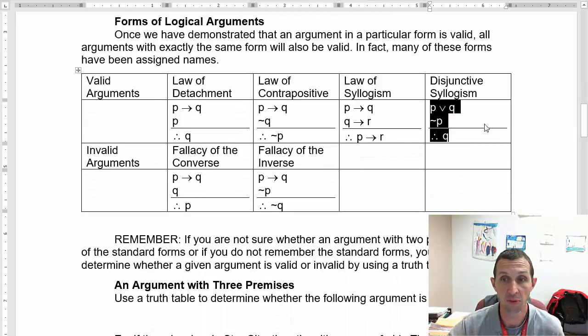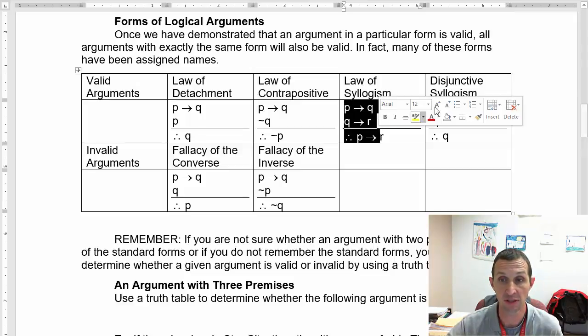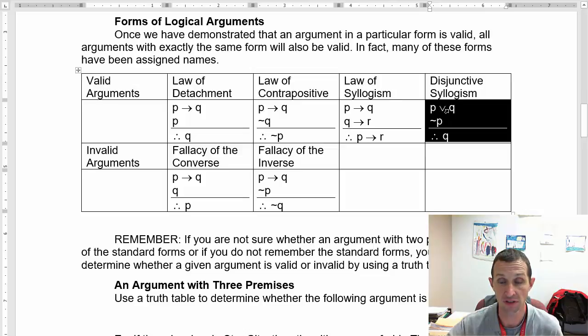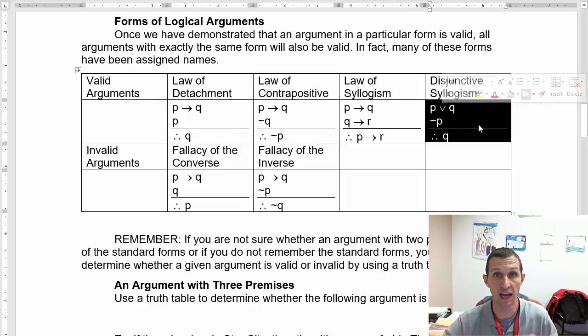And this is important, right? Because there were times when we could change ors into ands and ands into ors if we negate them. Some conditionals can be written with disjunctives. And so this is a useful tool to have in the back pocket.